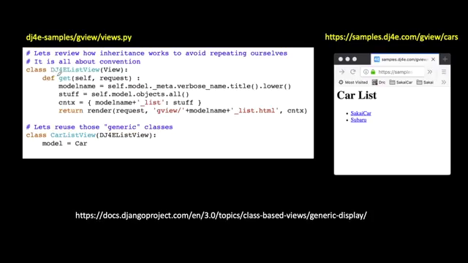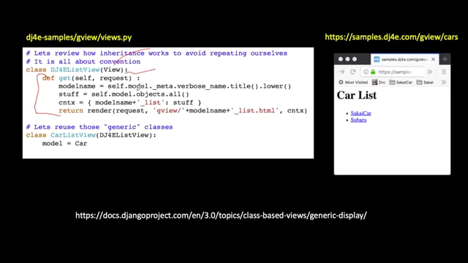So I'm going to make a new class, DJ4E list view, and then I'm going to extend view, and then I'm going to have a get method, and it's going to be all this code. It's looking for a variable called model, and you'll notice that it's not defining model up here because it's intended that this is a class that's going to be reused.